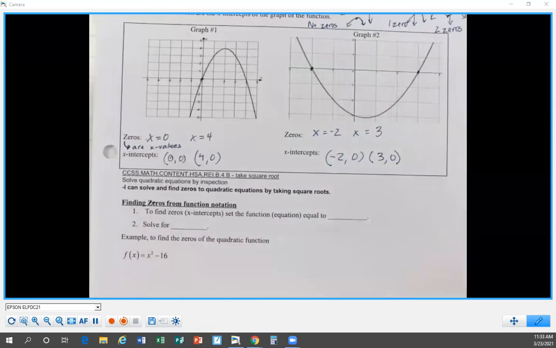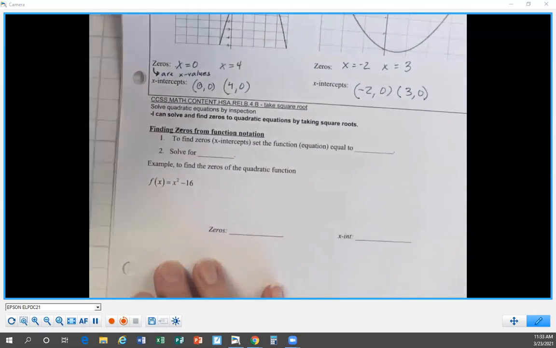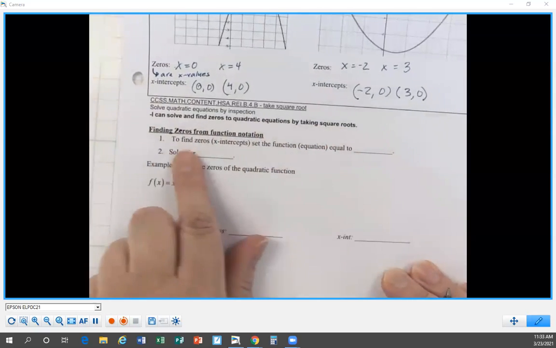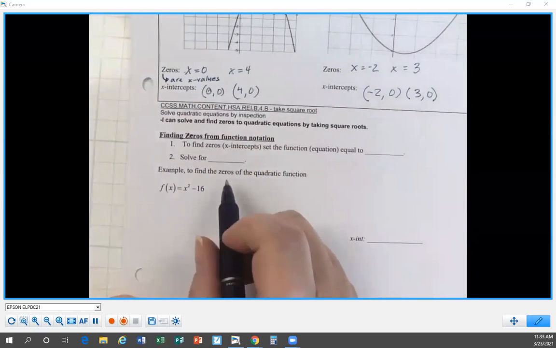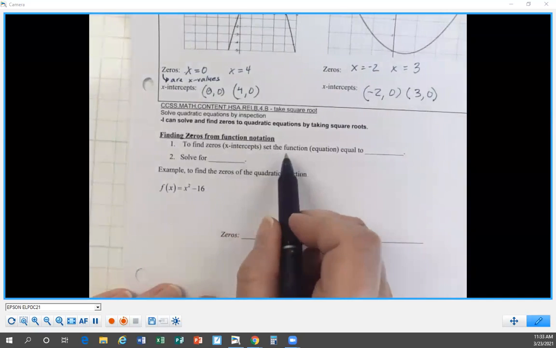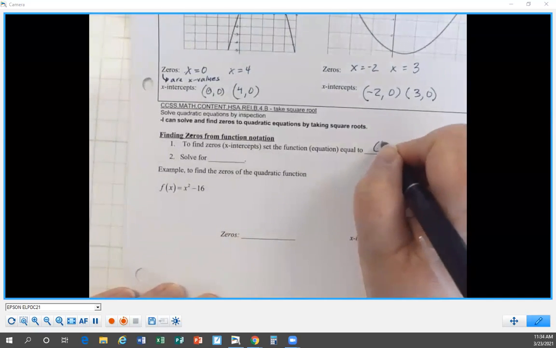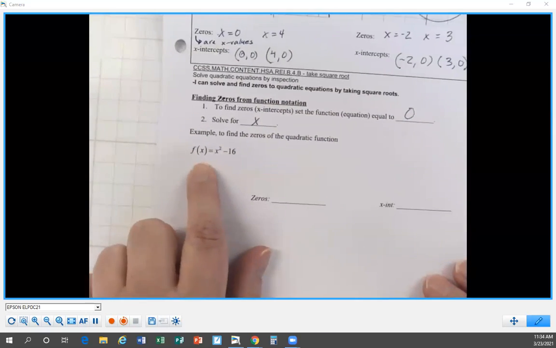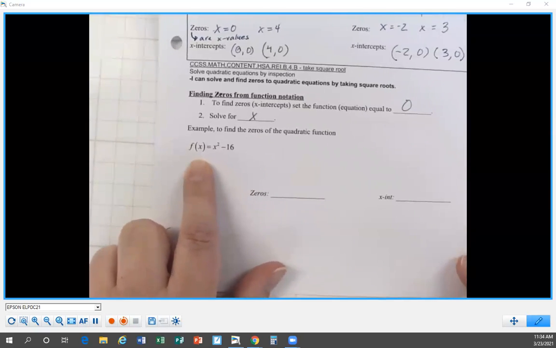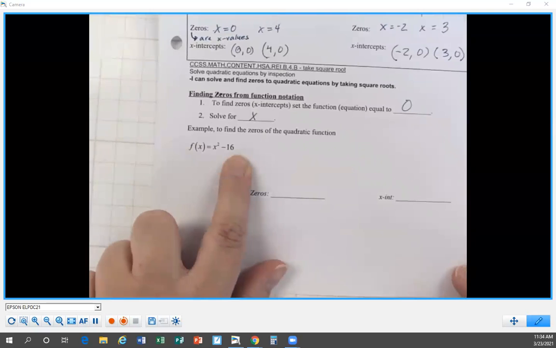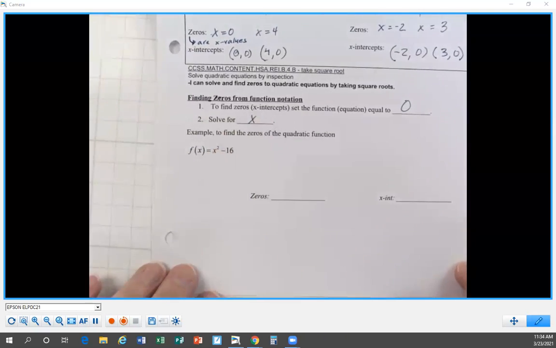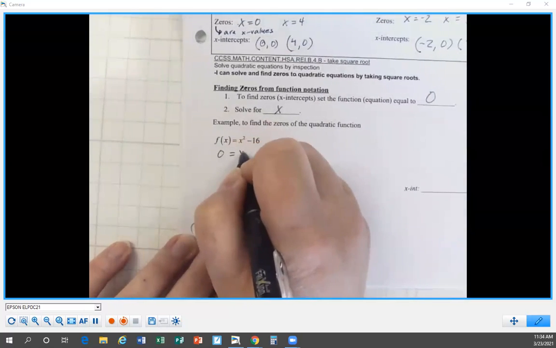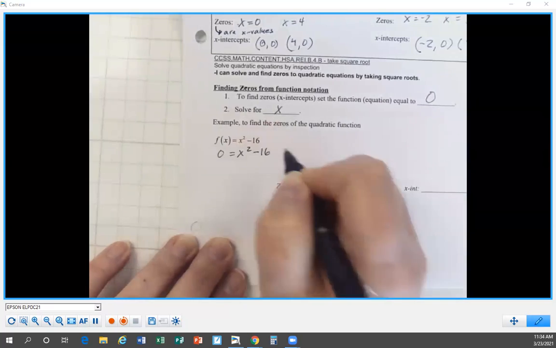Okay, so when we want to solve this algebraically, to solve and find zeros of quadratic equations using square roots, and this is solving it algebraically, to find the zeros or the x-intercepts, set the function equal to 0 and solve for x. So for example, if I have this function, f of x equals x squared minus 16, I'm going to set the function equal to 0. So we would say 0 equals x squared minus 16.